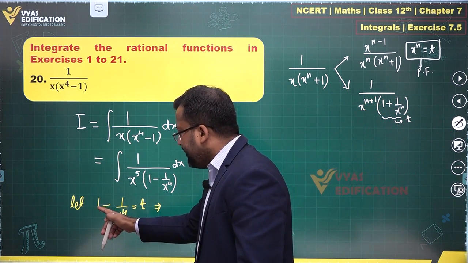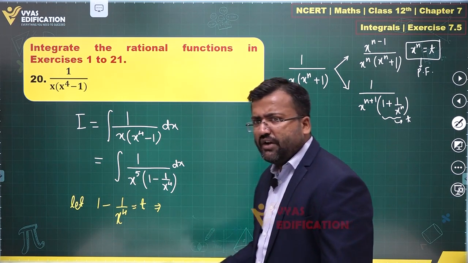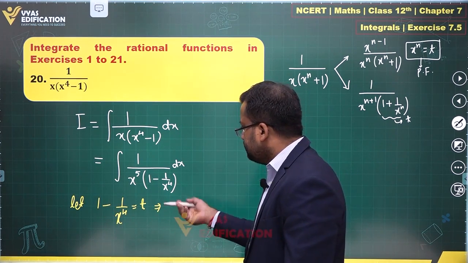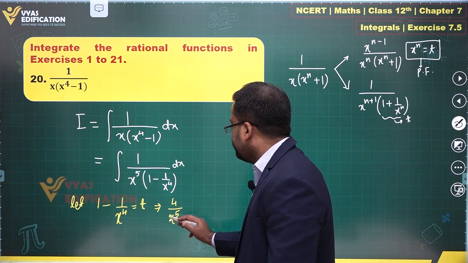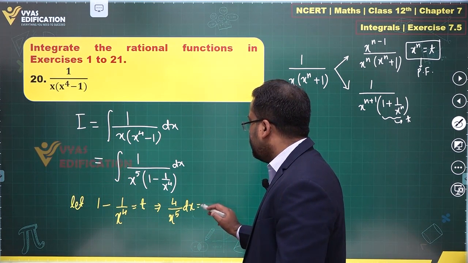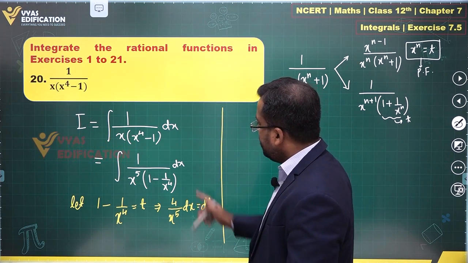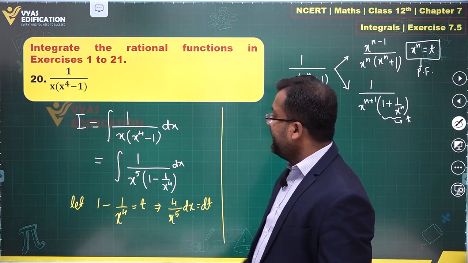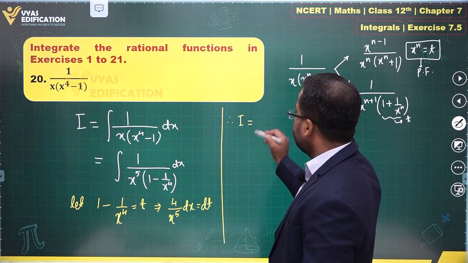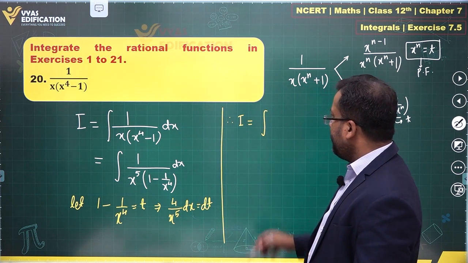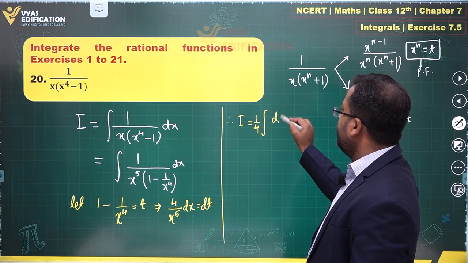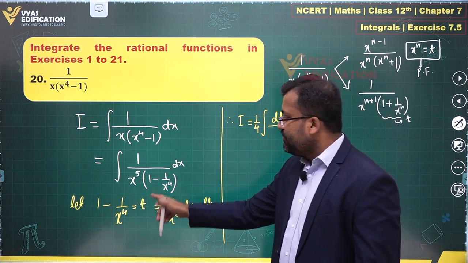So the derivative of 1 is 0, x power minus 4, the derivative will be minus 4, which is plus 4 upon x power 5, so dx upon x power 5 is equal to dt. And you observe that dx upon x power 5 is present in the integral, therefore I becomes equal to the integral of 1 by 4 dt. So 1 by 4 comes over here, dt comes over here, and in the denominator this whole expression is equal to t.